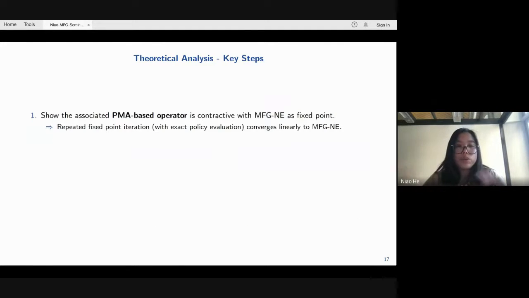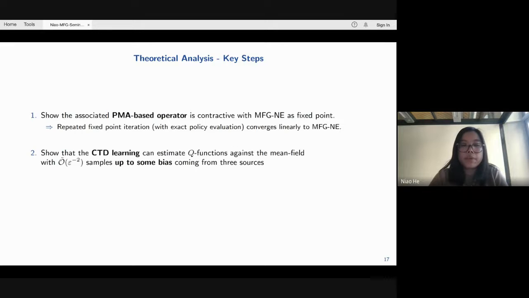With the remaining time, I wanted to give you a quick overview of the theoretical analysis so that you can see the fundamental differences compared to the single agent reinforcement learning setting, and also the difference compared to a mean field games setting. In the theoretical analysis, there are just two key steps. One is to show that this policy mirror ascent-based operator is a contraction. In fact, the mean field game Nash equilibrium is also a fixed point of this operator. This implies that if you apply this fixed point iteration, assuming that you know exactly all the information about your policy evaluation, then it will converge linearly to the Nash equilibrium. This explains why in the outer loop, we only need logarithmic 1/epsilon number of iterations.